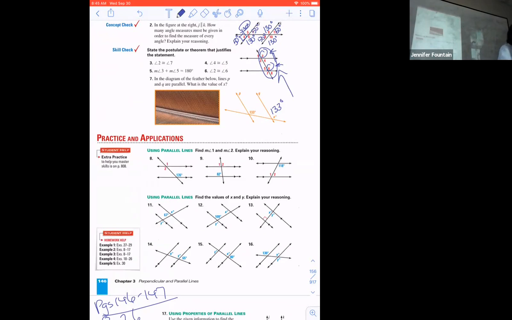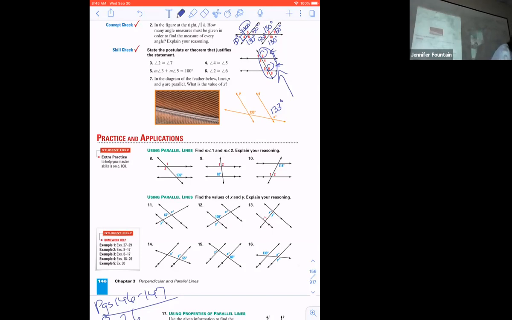So what is the measure of angle 1? 135 degrees. And why did you say it was 135 degrees? Corresponding angles. Awesome. What is the measure of angle 2? 135. Why? They are congruent. Why? What position are they in? Vertical angles. Good. Because 1 and 2 are vertical angles, we know that 1 is 135, therefore 2 is going to be 135.